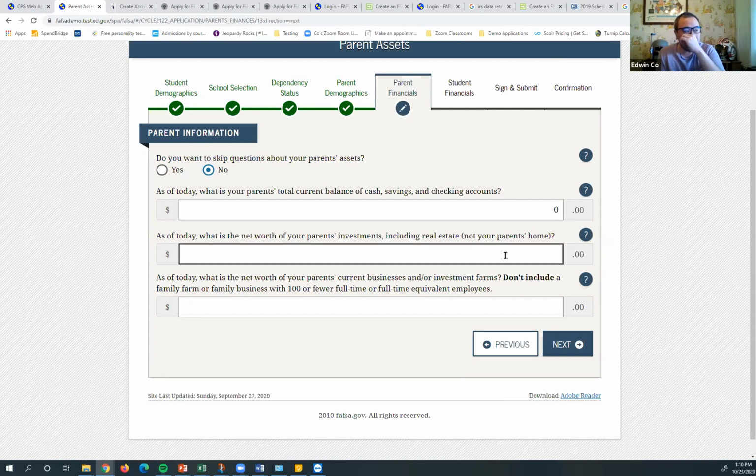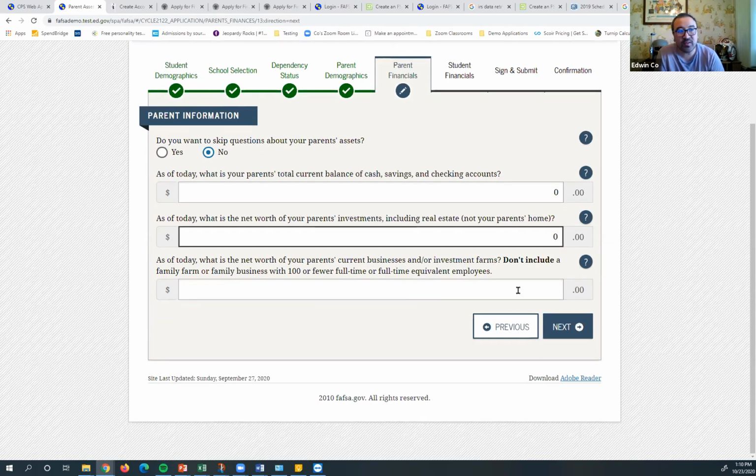Next question is, how much is the net worth of your parents' investments, including real estate? We're not including your parents' primary home, only if they have a secondary home or investment property, or they have investments, or essentially stocks. That's where you enter it. 0 is a fine number if you don't have any.